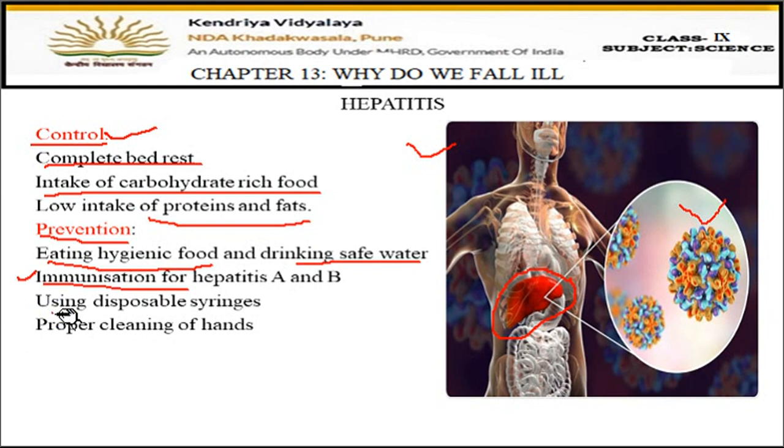Then using disposable syringes. Okay, whenever syringes are used, they should be disposable. One used syringe or injection should not be used for another person. Then proper cleaning of the hands. Personal hygiene and public hygiene is the preventive measure for each and every kind of disease. So, this point you can write everywhere. So, this is all about hepatitis.